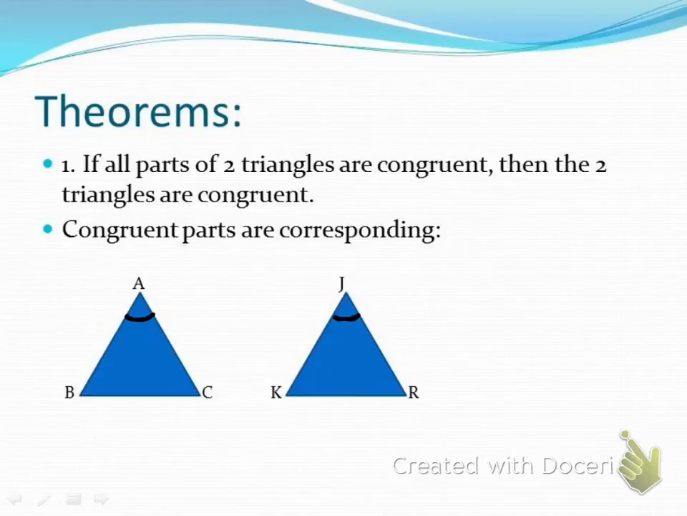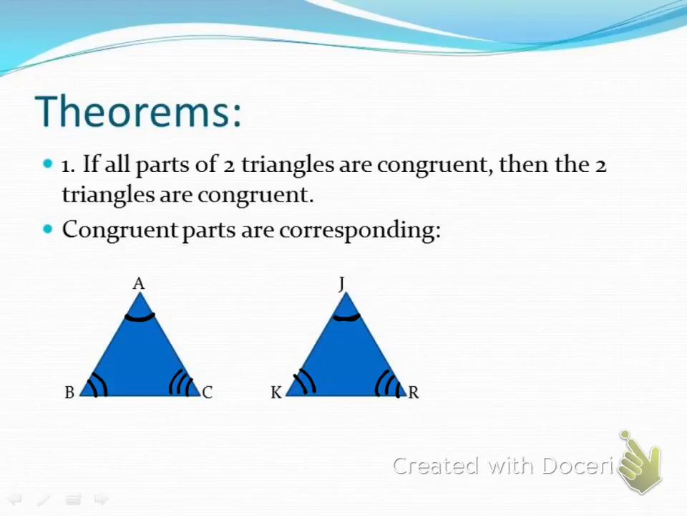So if A and J are congruent, we say they are corresponding parts. Which one would have to be the same as B? K. Good. So B would match up with K, and then C would match up with R. And we can show that those are all congruent by putting the same marks on them. So A goes with J, B goes with K, C goes with R.